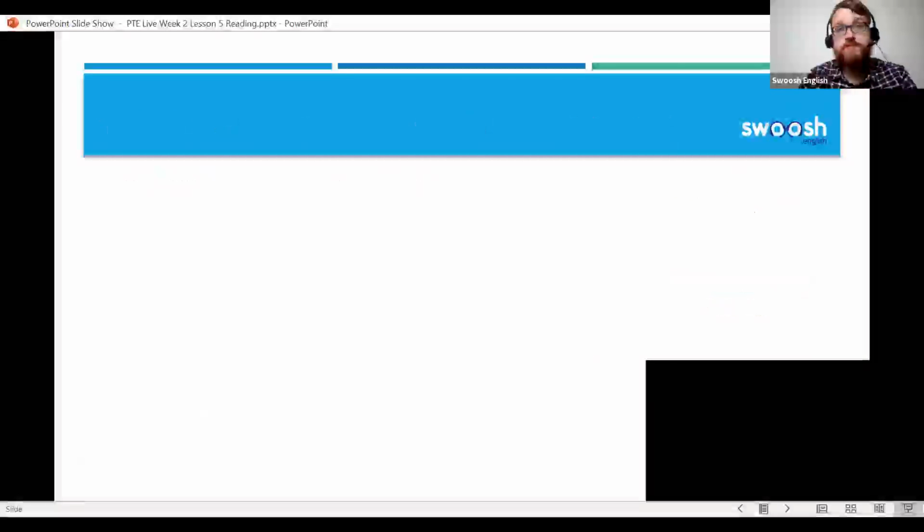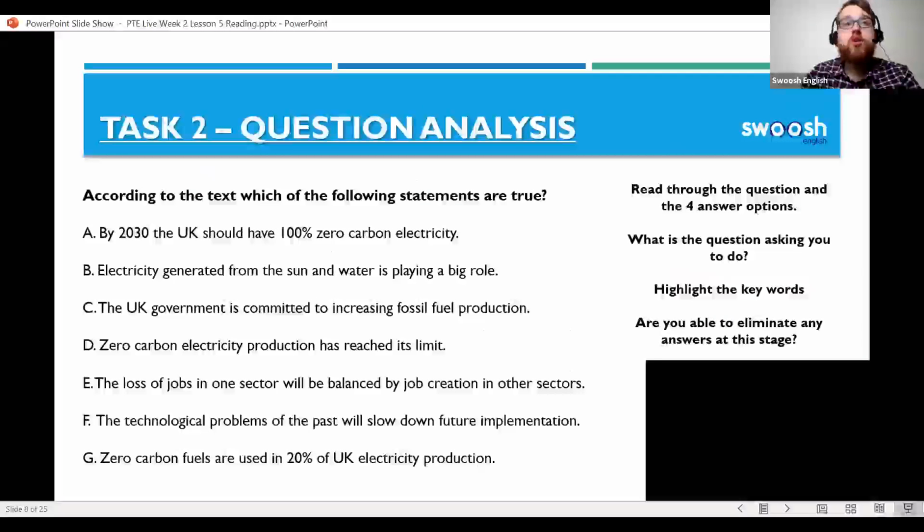So let's now get on to our question analysis. Here we now have a sample PTE multiple choice multiple answer question, and it relates directly to the passage that we had on the previous slide. So what I want everyone to do now is just to read through the question and the numerous answers, A, B, C, D, E, F, and G. We have 7 answers in total here. So what is the question asking you to do? Have a look at this question. What is it telling us to do?